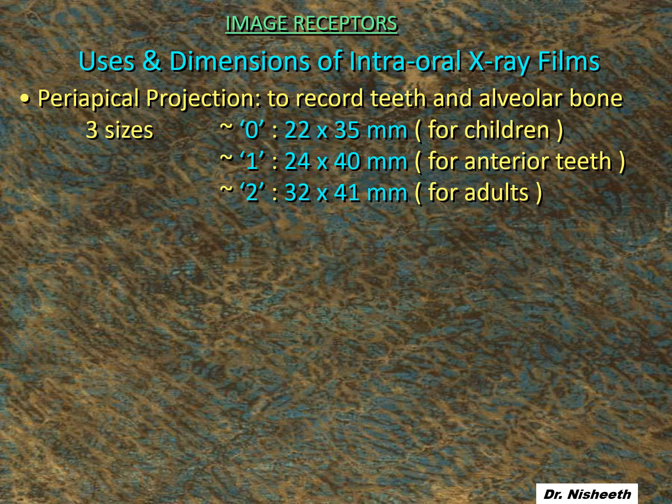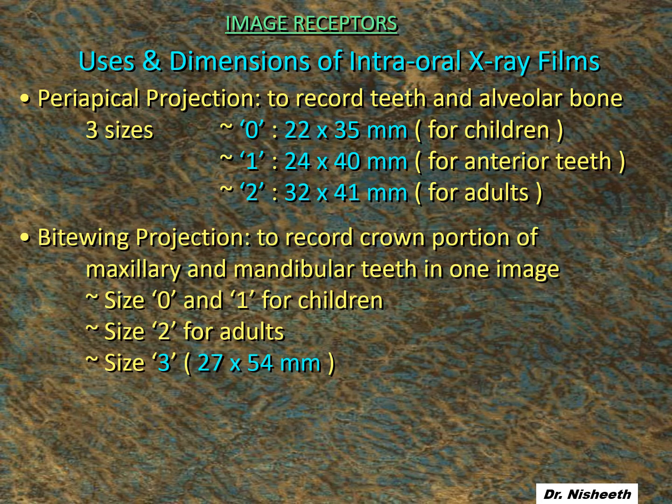For small children, the film has to be of a smaller size. They are called zero size films or pedo films. They are 22 by 35 millimeters in size. Then there is number one film, which is 24 by 40 mm in size. It is hardly used. The next bigger size is for the adult, size 2 films, which you commonly see in most dental colleges and clinics. It is 32 by 41 millimeters in size. For bitewing projections we also use size 2 films, and sometimes size 3 films, which are 27 by 54 millimeters.